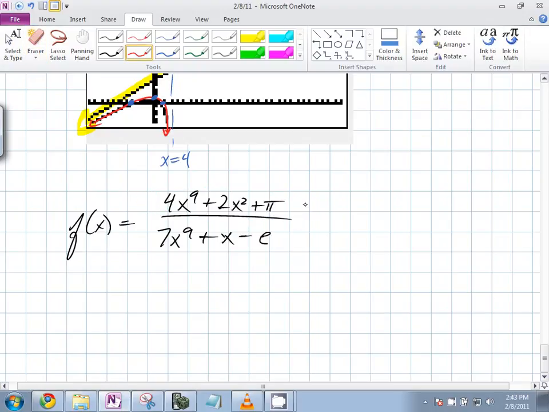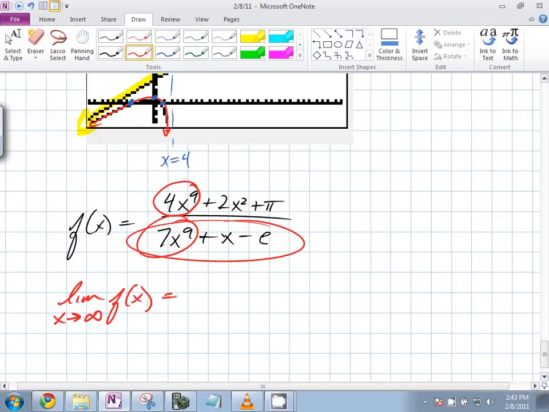Pi? Pi doesn't change size. That's going to be the least one. It's 4x to the 9th, because by far it'll be so much bigger than everything else. What about just the bottom? What's the big part? 7x to the 9th. So if you're examining the limit as x goes to infinity of f of x, the only thing that really matters is 4x to the 9th over 7x to the 9th, so what cancels? What did we just find? Horizontal. And it's horizontal, so what's the equation? y equals 4. Yep. You just found your first horizontal asymptote.